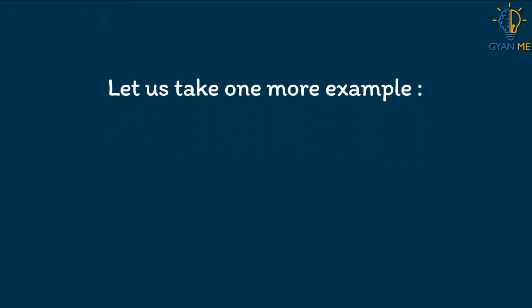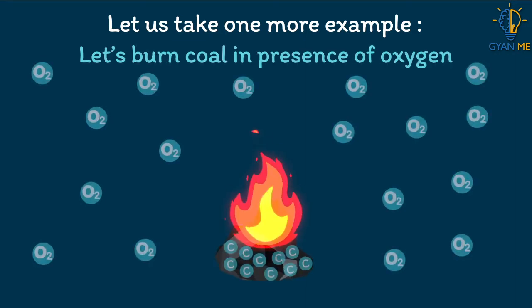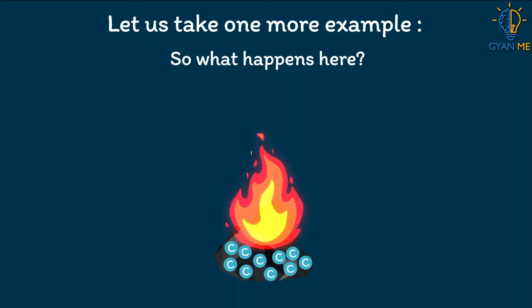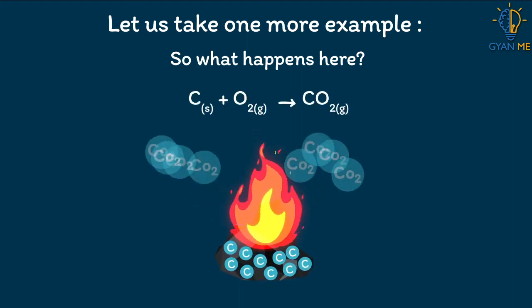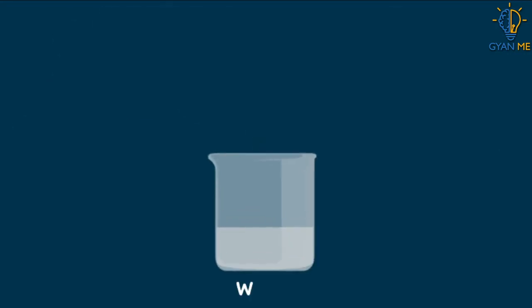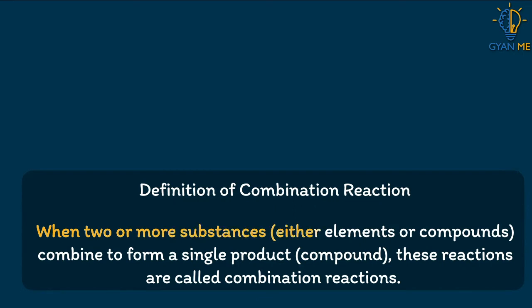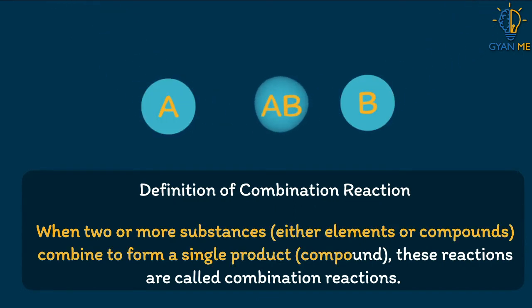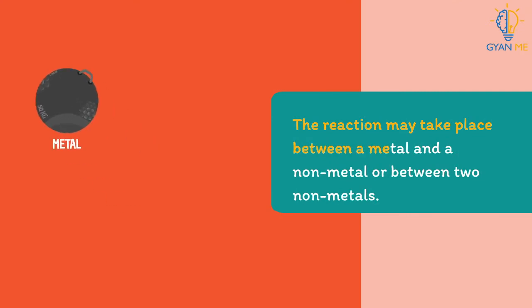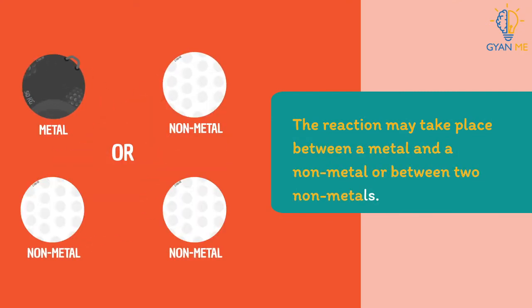Let us take one more example. Let's burn coal in presence of oxygen. So what happens here? Carbon from the coal combines with oxygen to form carbon dioxide gas. Similarly, we know that water is nothing but a product of combination reaction of hydrogen gas and oxygen gas. That is, when a hydrogen molecule combines with an oxygen molecule, a water molecule is formed. So we can say that when two or more substances combine to form a single product, these reactions are called combination reactions. The reaction may take place between a metal and a non-metal, or between two non-metals.